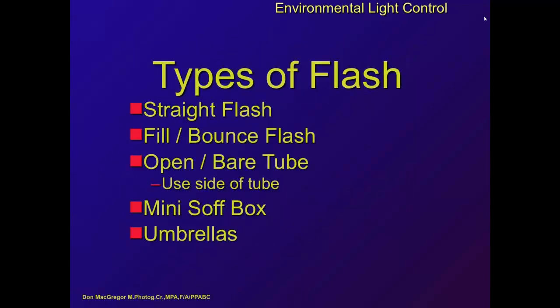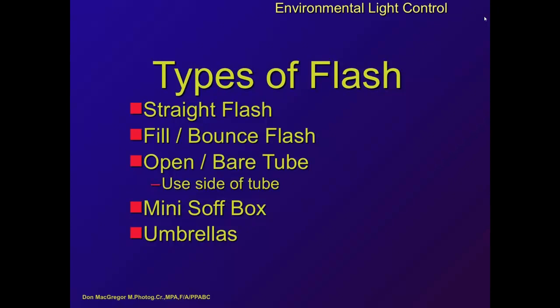Types of flash: you've got straight on-camera flash. You can have a fill or a bounce flash situation. You can also work with an open, what we call bare tube, which is getting away from the kind of Canon, Nikon flash guns we have and going into the Lumidynes, the Sunpacks, the ones that have the flash tubes, the rounder tubes.